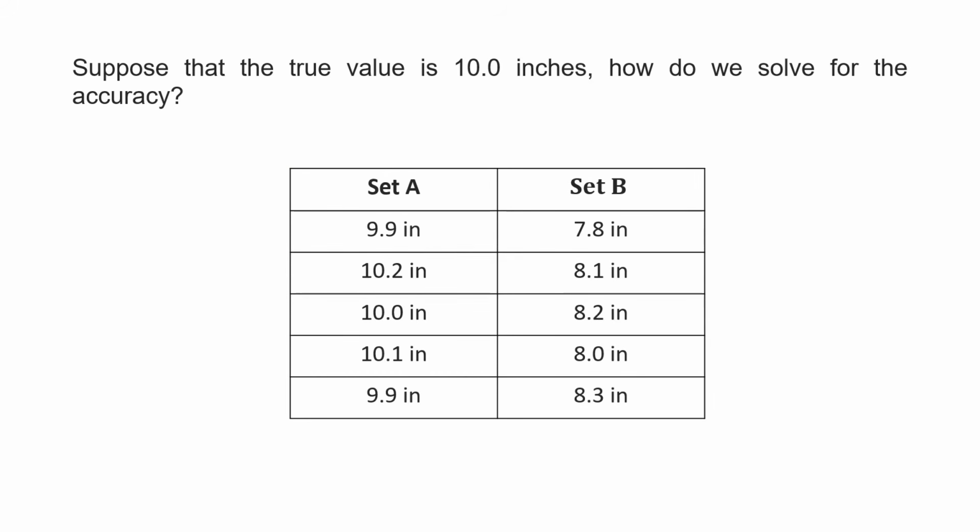Set A and set B, and the true value is 10 inches. So how do we now solve for the accuracy? As we said earlier, we need to solve for the mean in order to compare it to our actual value. By the way, we can also compare this individually, but if we want to know whether your set of data is accurate or not, we need to solve for the mean of set A and the mean of data set B.